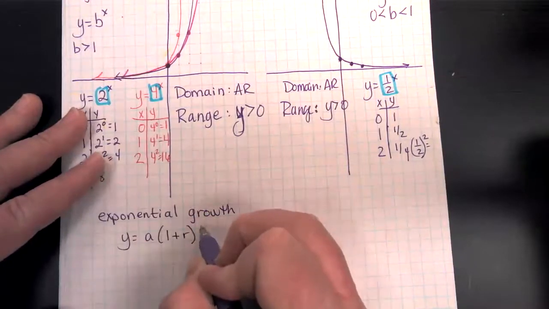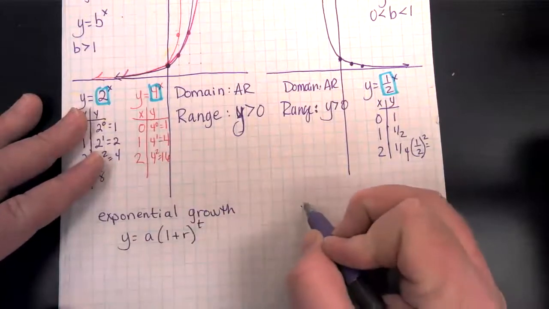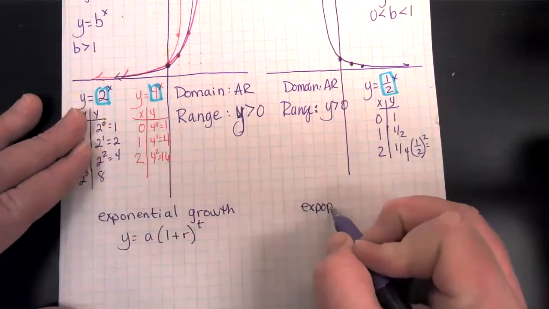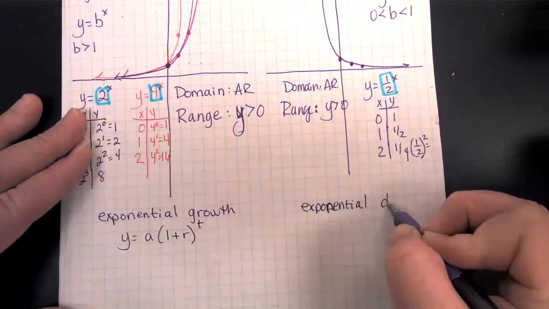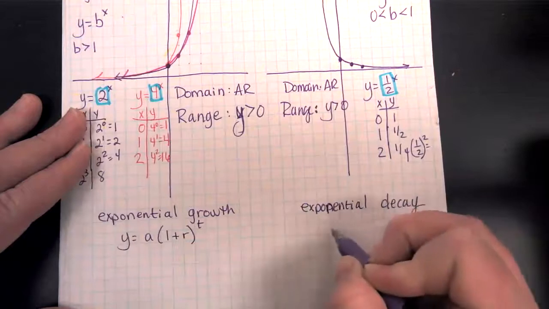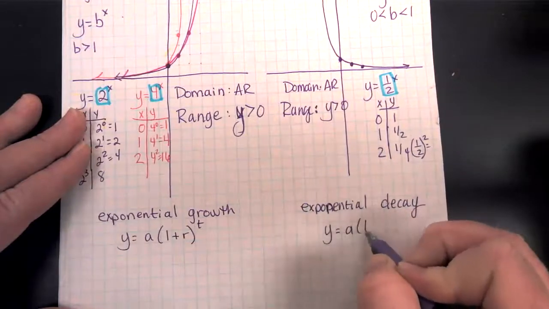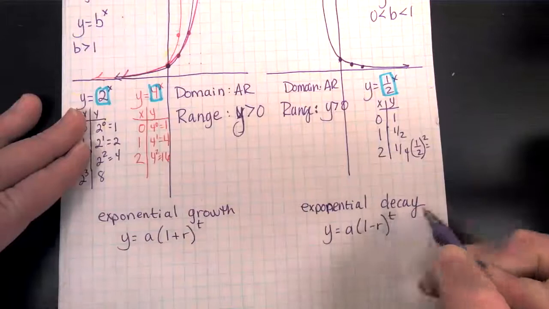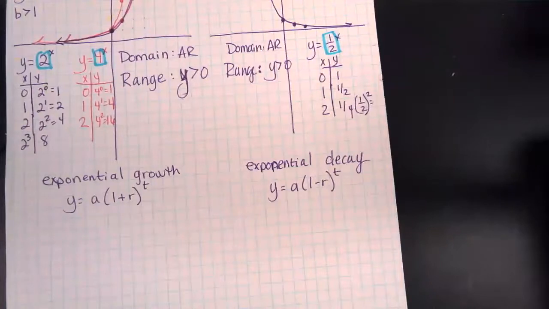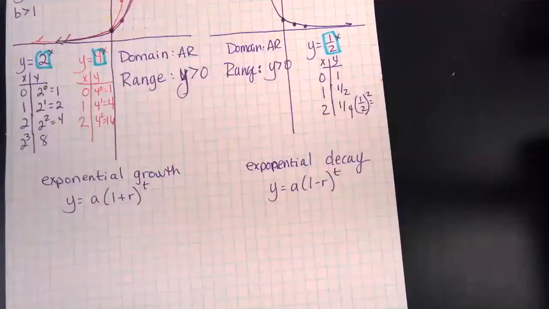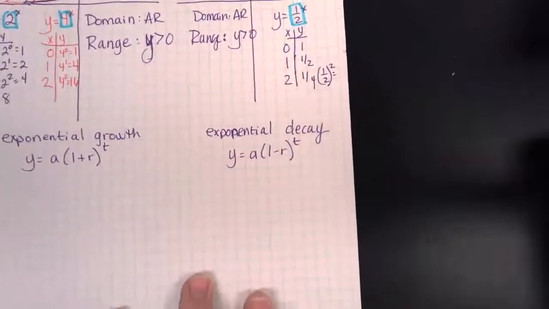is a times 1 plus r to the t power. And here's exponential decay, and decay is a times 1 minus r to the t power. Okay, so let me go through and kind of help you. We're going to start with decay.